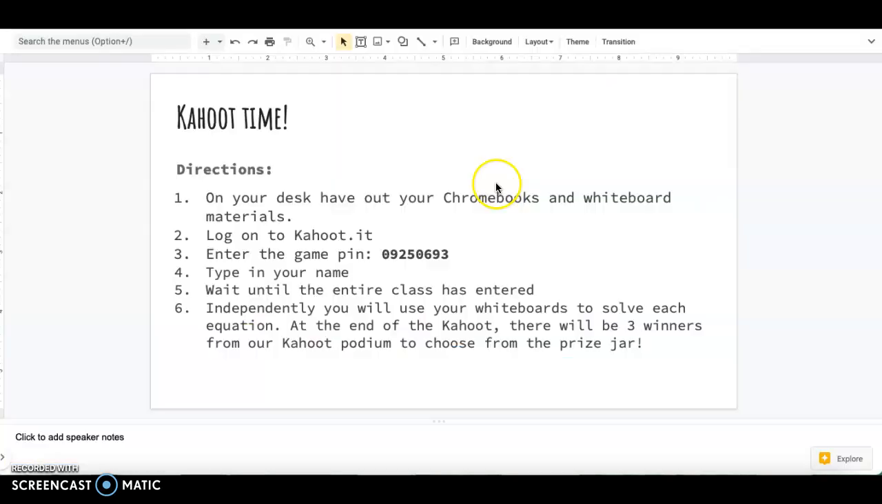Now there are 10 Kahoot questions for them to answer. And once the Kahoot is over, like I said, at the very end, there's a podium of our first, second, and third place winners that Kahoot has embedded for me, which is a really cool feature, and my students really enjoy unveiling the podium and seeing the winners. And so we'll do that. Once the winners are announced, they will get to choose from the prize jar.